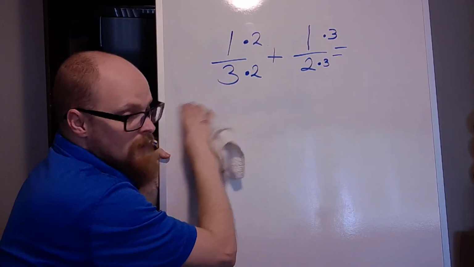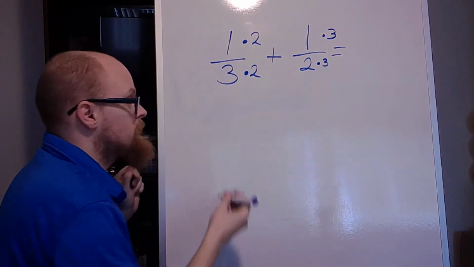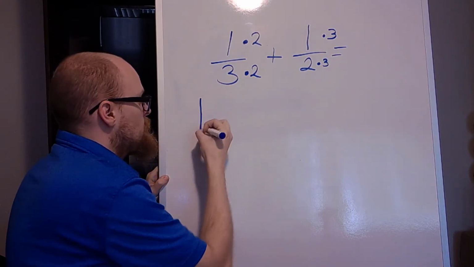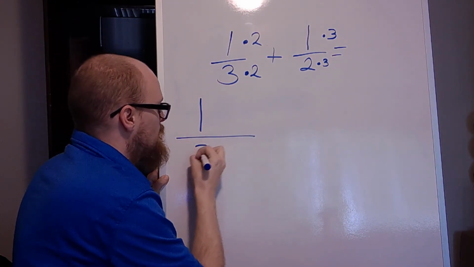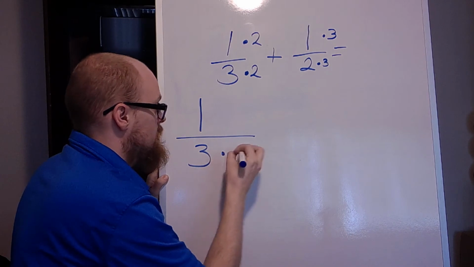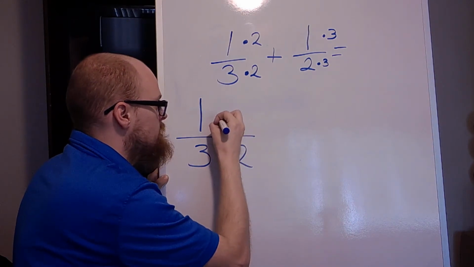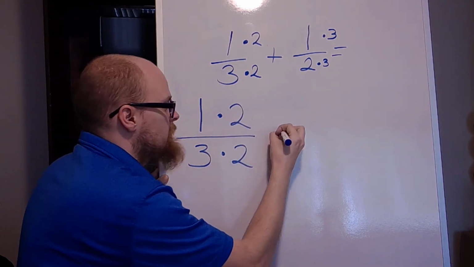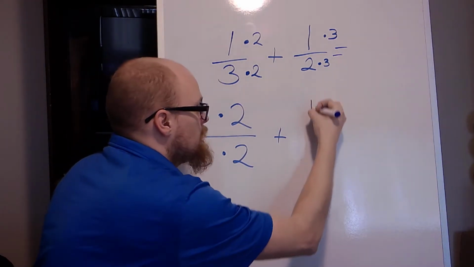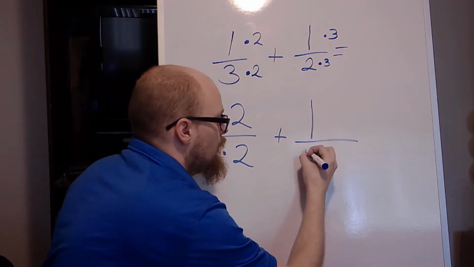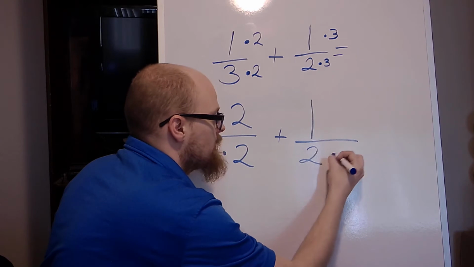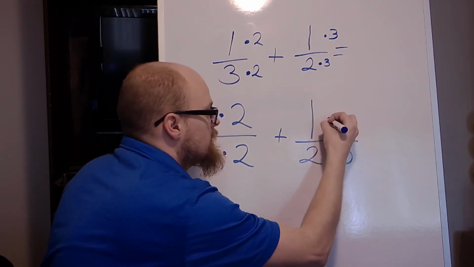I'm going to bring this down so it's a little bigger, a little easier for you guys to see on the screen, okay? So I've got 1 over 3. And I'll multiply both of those by 2. I'm going to add that to 1 over 2. And I'm going to multiply both of those by 3.